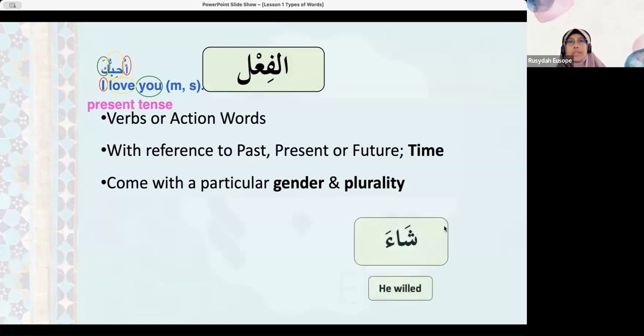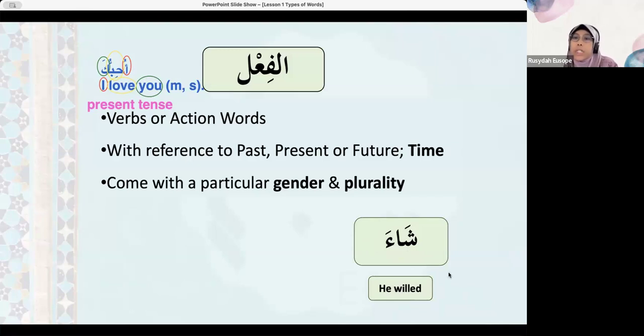Comes with gender and plurality. So, more examples given here. Sha'a means "he willed." So sha'a is a past tense, and the doer is "he," masculine, third person. The one just now, uhibbuka, has "I," a first person pronoun. And when we say in sha' Allah, it means if Allah wills.